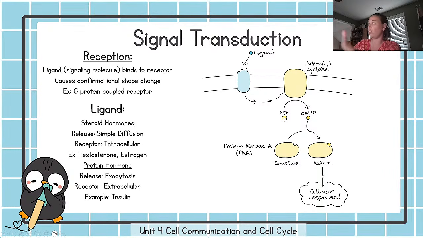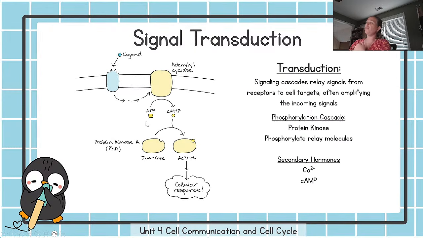And based on this image, and I'm going just based on the image, you can see the ATP is converted into cyclic AMP, and oh look, now we have protein kinase A gets activated, and there must be some type of response that comes from that. This whole process is looking at the full signal transduction pathway.